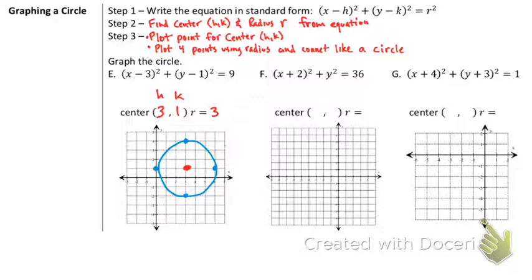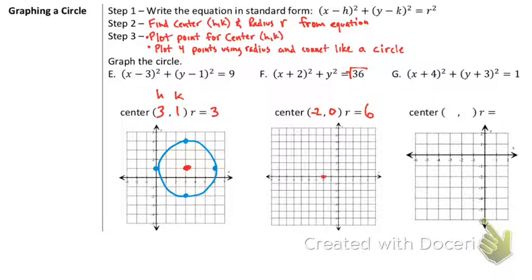Our center here for this equation, step 1, I have standard form. My h value is -2. My k value is going to be 0 because there's nothing adding or subtracting to the y, so 0. And then my radius is the square root of 36. So the square root of 36 is 6. So now let's plot these points.